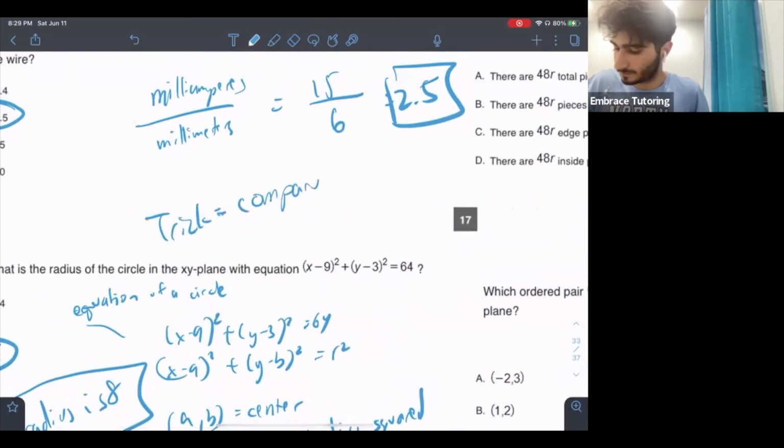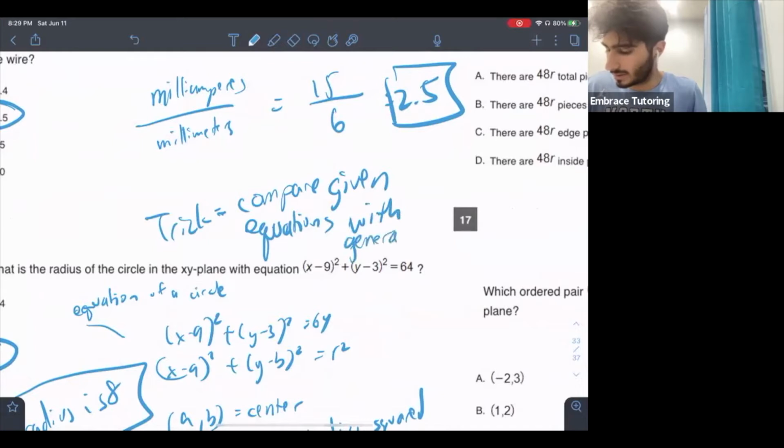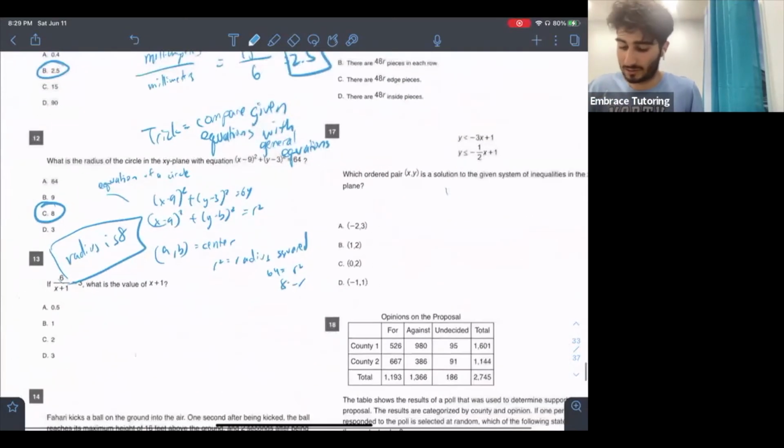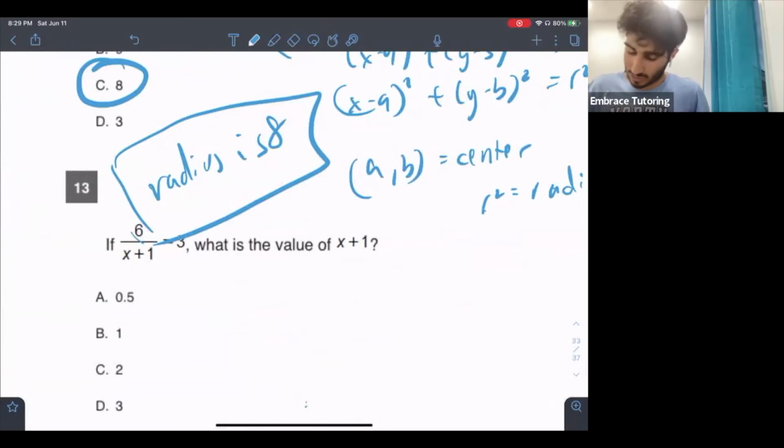Another way to solve these types of problems is to compare the given equations with general equations, because most of the time the questions ask you to find the components of the general equations, and if you compare the given equation with the general equation, you can always solve for the components to find the answer. Next question, question 13.